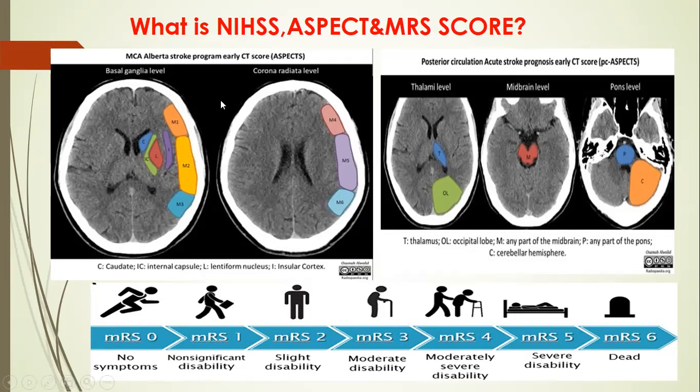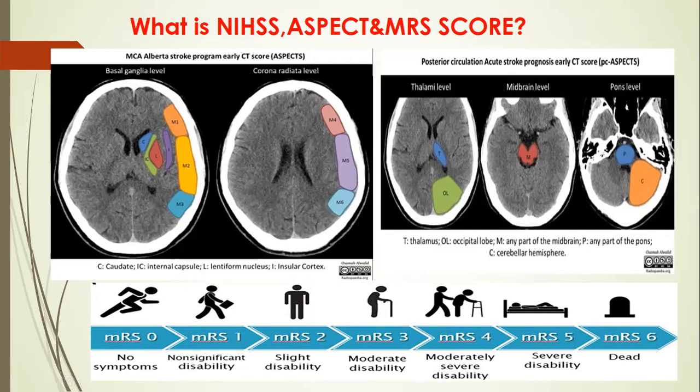If the patient is having an infarct, you subtract. If the patient is having an infarct in two places, the ASPECT score will come around 8. If the patient is having an infarct in all the sites, like 1, 2, 3, 4, 5, 6, 7, you subtract it from 10, so it will come around 3. So as the number decreases, the severity of the stroke will be more.